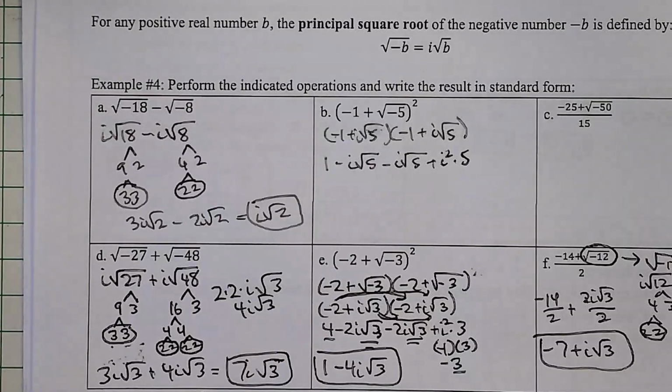I went too fast there. I'm sorry. Square root of 5 times square root of 5 is the square root of 25, which is 5. So the square root of a number times the square root of that same number is just the number underneath it. Like the square root of 10 times square root of 10 is 10.